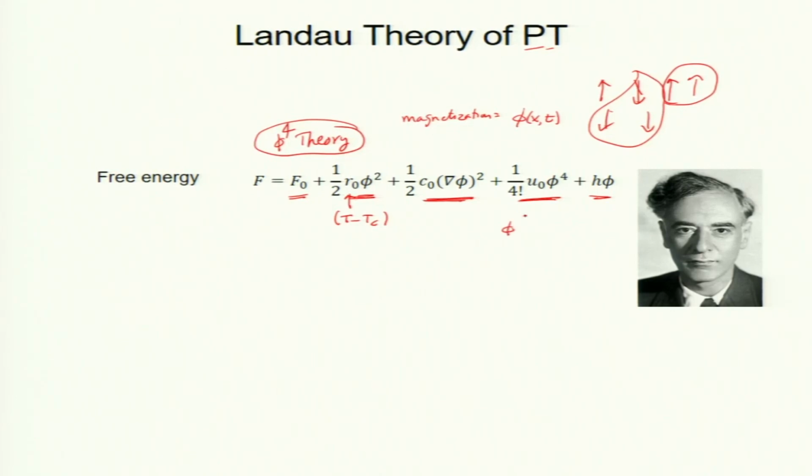Okay. Now, why do we not have a phi cube term? The reason why Landau says no phi cube term is because the magnetic energy is the same for magnetic up and magnetic down. There is a symmetry, up-down symmetry, for Ising spins. Because why should a system with up spin have more energy than the system with down spin?